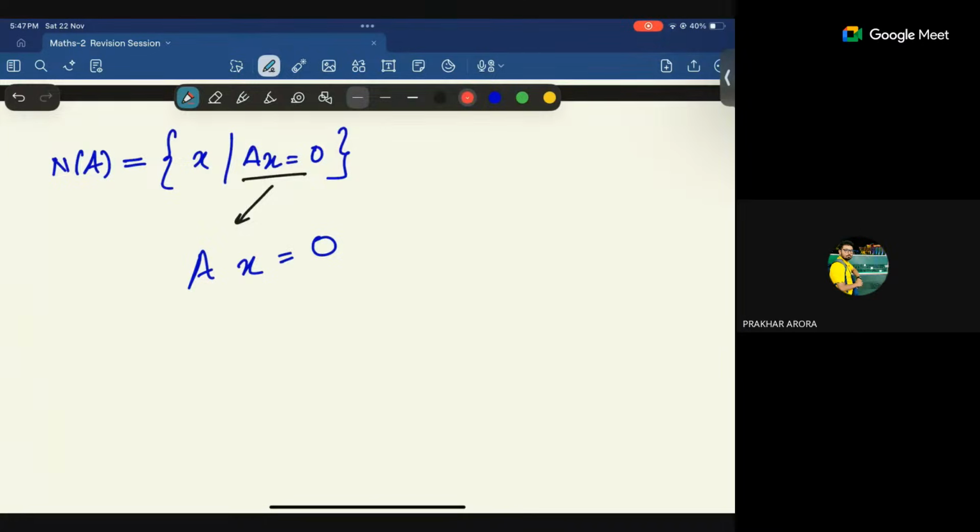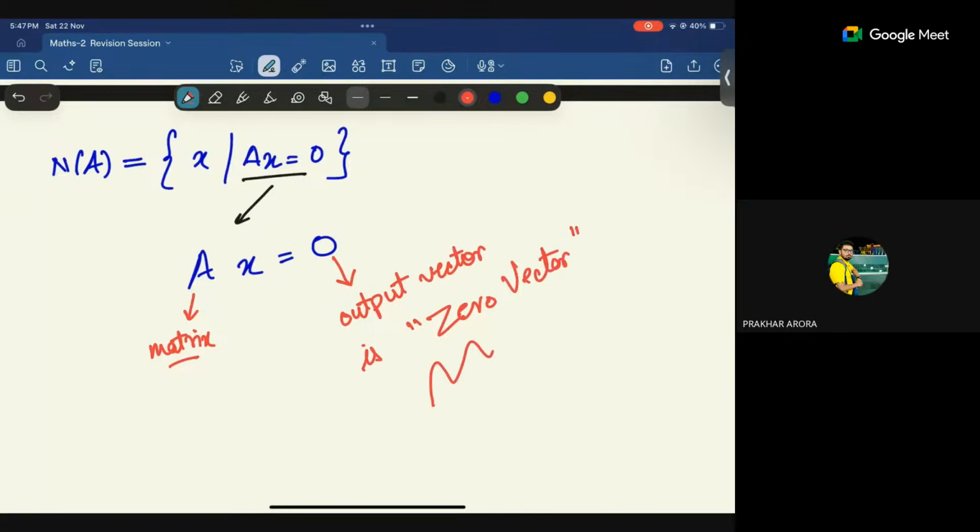So yeah, here I have x. First, this is the matrix that I have. And there is a very particular thing in this equation: the output vector is the 0 vector. This is the crux of null space, that the output vector is the 0 vector. And this is the x here. This is the set of values which we call null space.